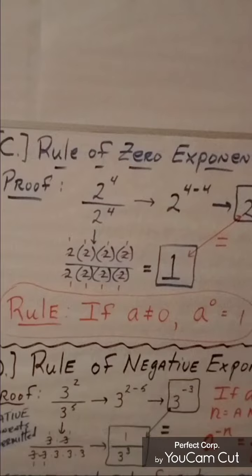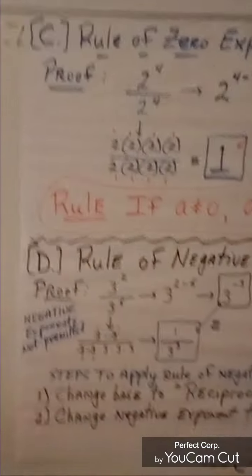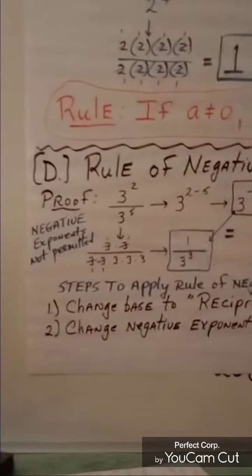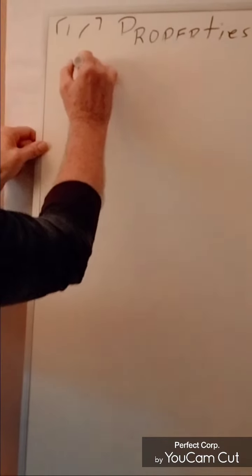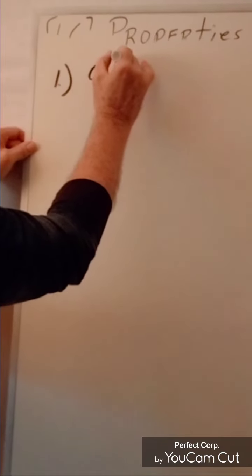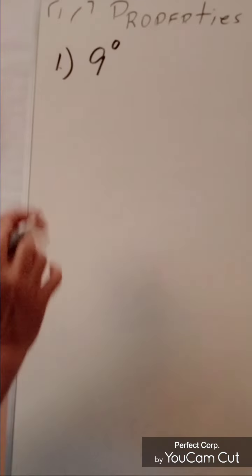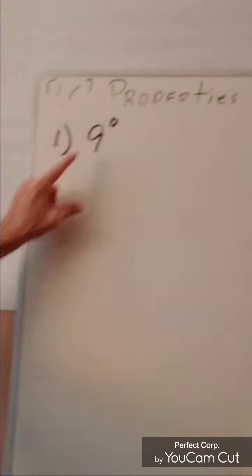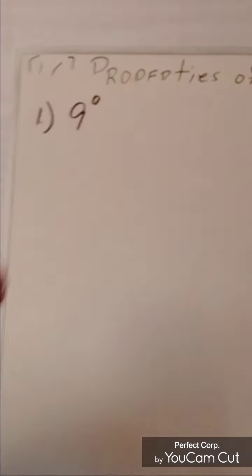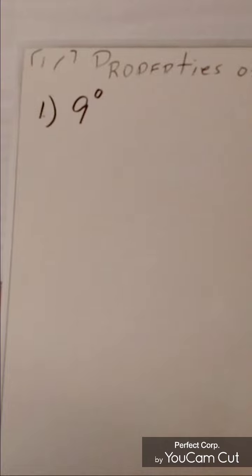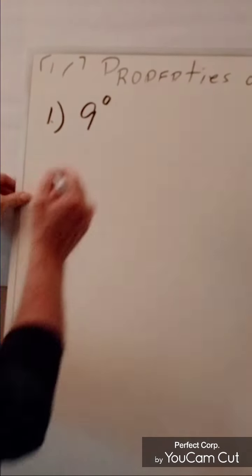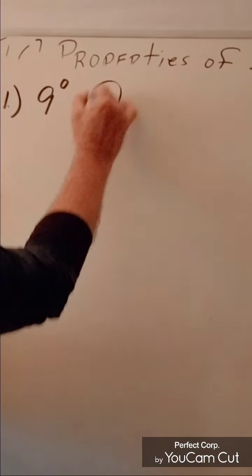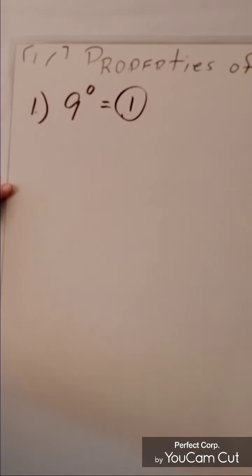Now we're going to take a look at a few examples of the rule of zero exponents, and there's a reason for each and every one that I'm going to do. And we'll just start with this one, basic. No work. Our a value is 9. It isn't 0. It happens to be a positive 9. Every non-zero base taken to the 0, no work, 1.